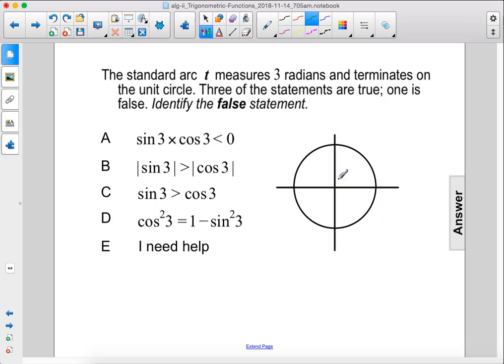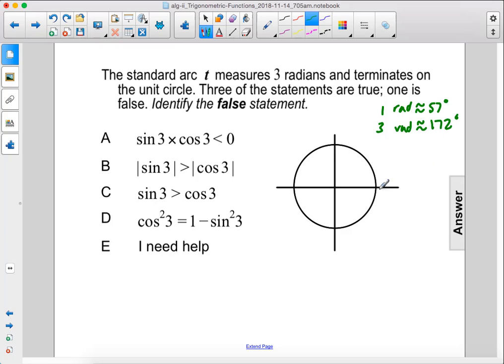Alright, so we have 3 radians. So where does that put us on the circle? Well, let's think about, what is 1 radian? Well, it's about 57 degrees. 3 radians, if you put this in your calculator, it's about 172 degrees.